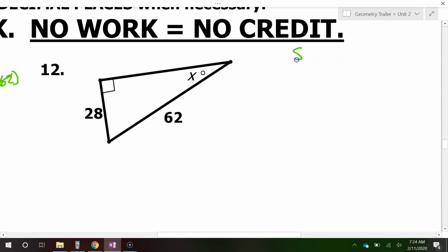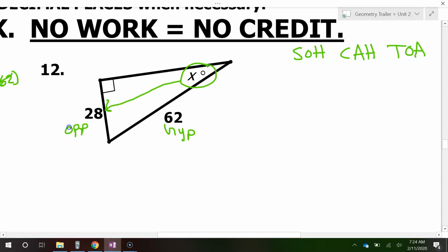Okay. So, TOA. Where's the hypotenuse? The hypotenuse is across from the 90-degree angle, so this is the hypotenuse. Now circle the angle that you're dealing with, draw an arrow going away from it, and then that'll be the opposite side. That means the other side up here is adjacent. But which two sides are we going to actually use? We're going to use the 28 and the 62. That's opposite and hypotenuse.